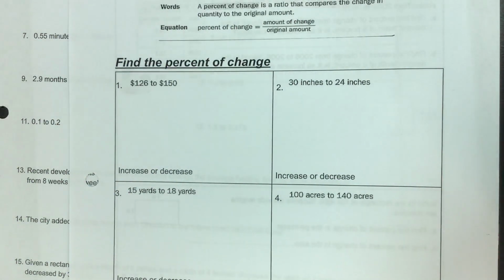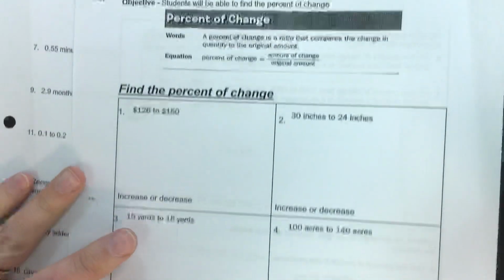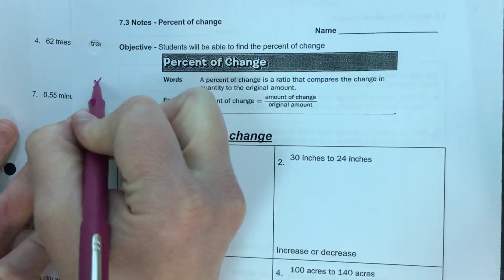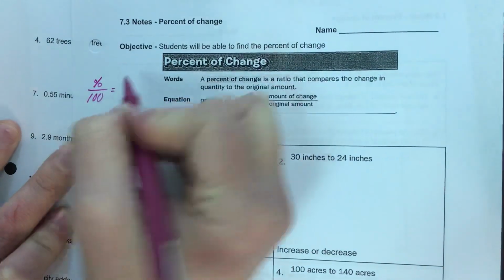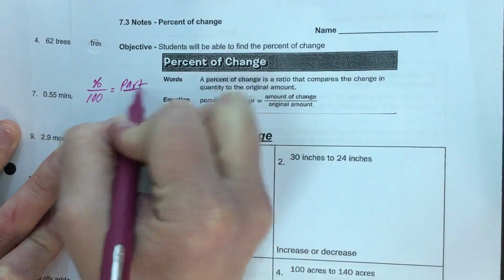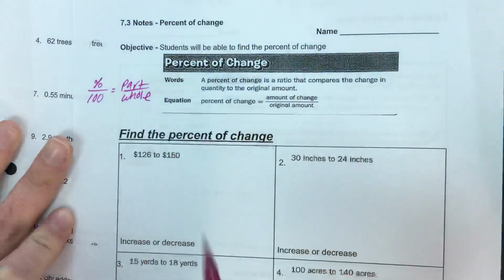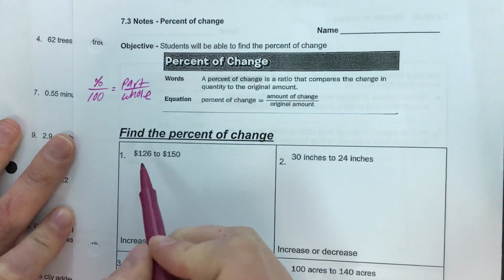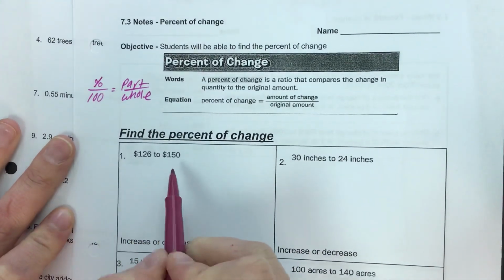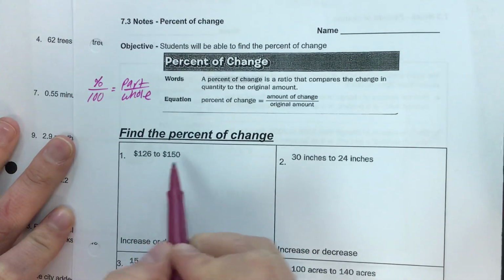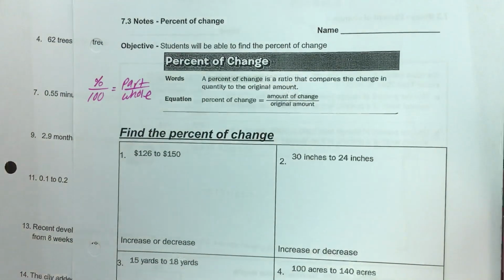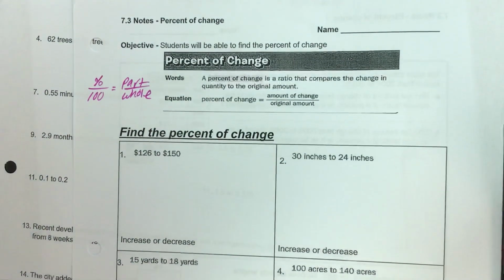Okay, friends, let me give you a crash course on this percent of change situation. In reality, we usually have percent over 100 equals part over the whole, right? Well, if my company changes my internet fee from $126 to $150, that's a change. And I have to find out that change first.